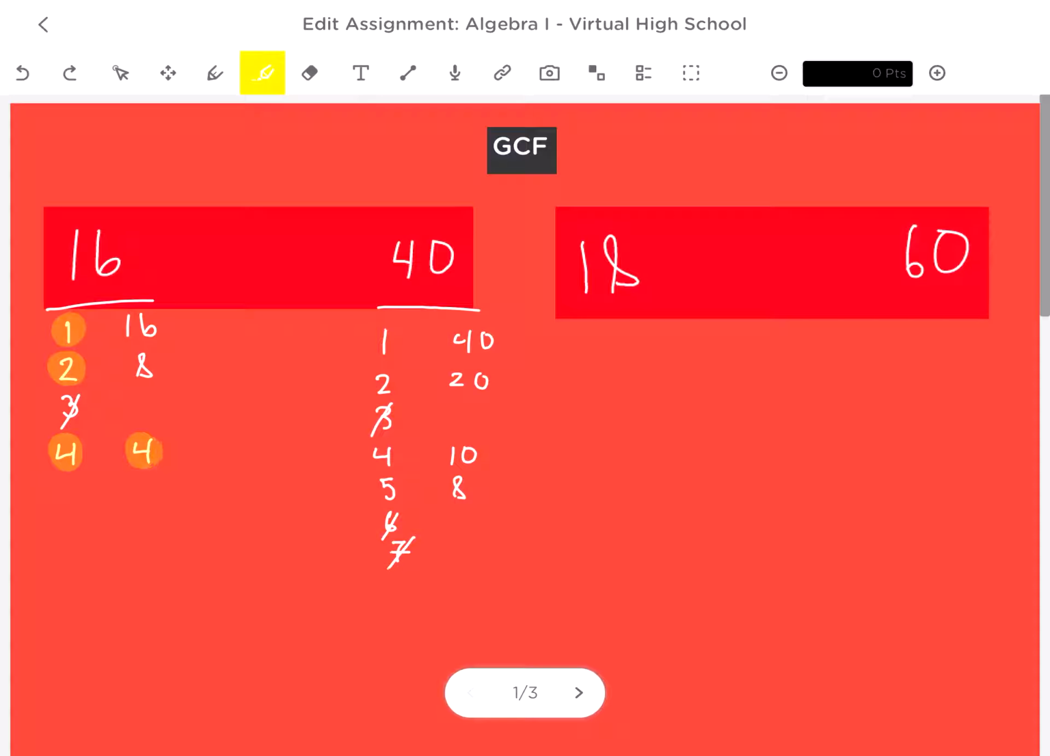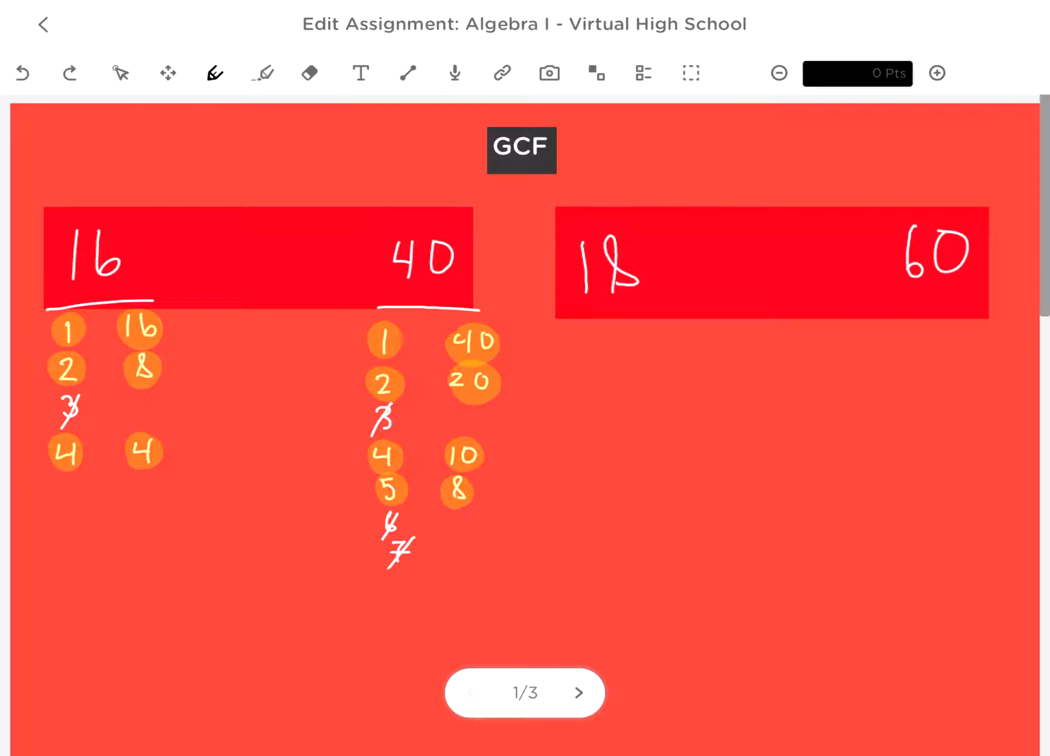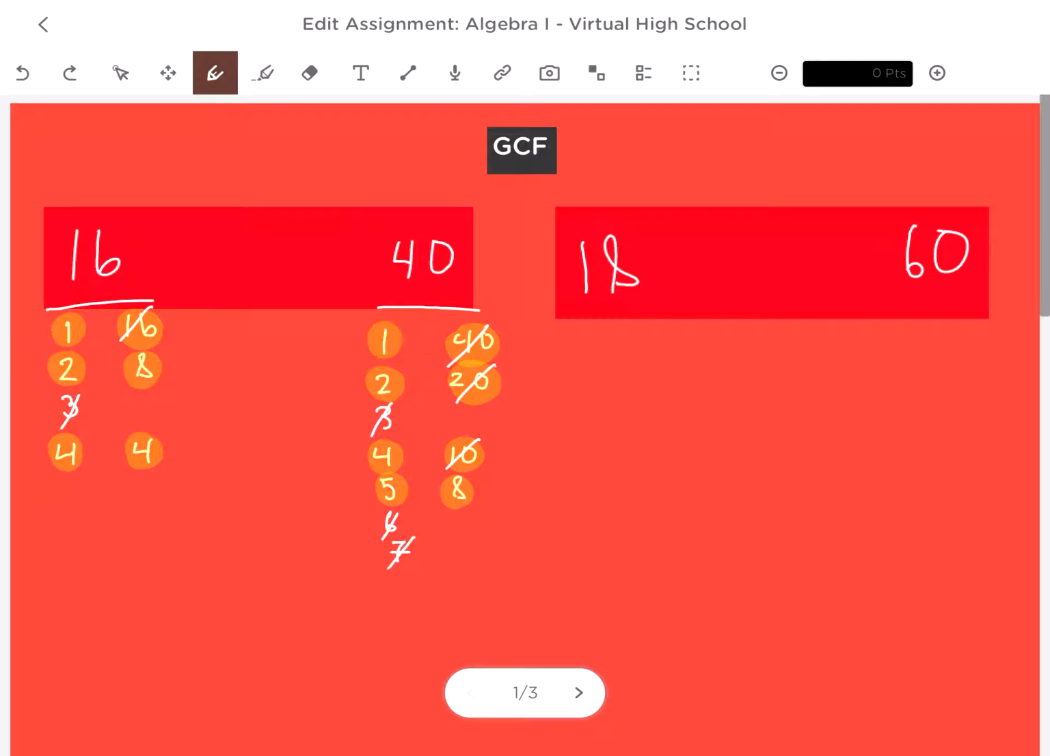Now, when it says greatest common factor, all I'm going to do is look for the biggest number that they both have as a factor. Right off the bat, 16 is the biggest number on the left, so any number bigger than 16 automatically gets eliminated. Do they both have a 40? No. A 20? No. A 16? No. A 10? No. An 8? Yes, they both have an 8. That means my greatest common factor is 8.